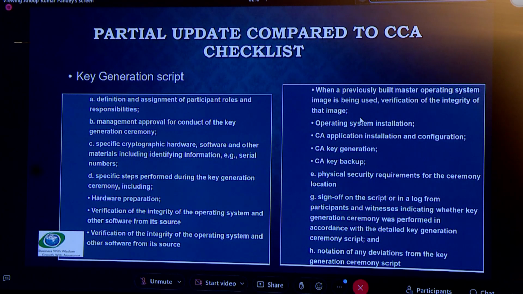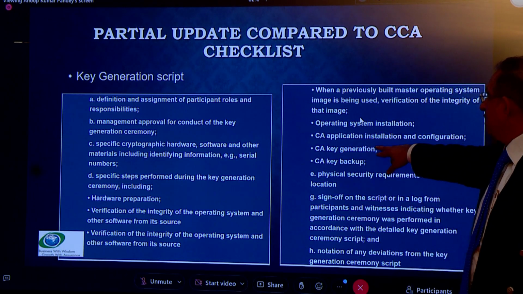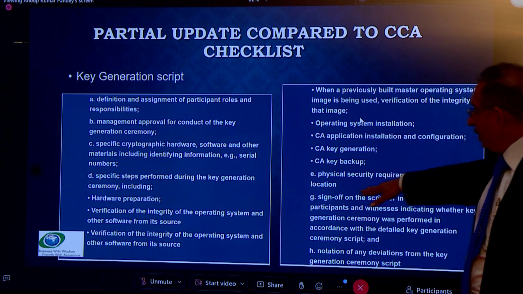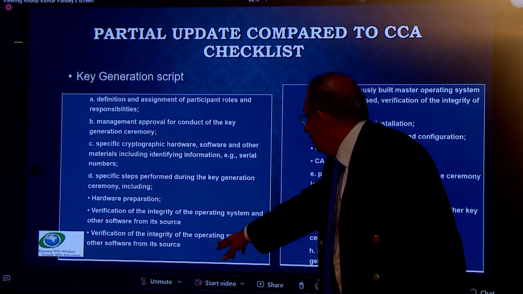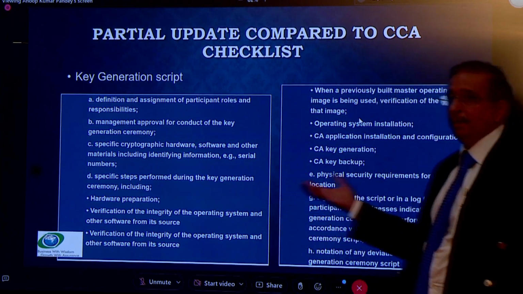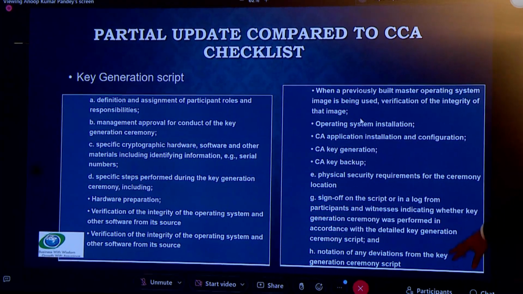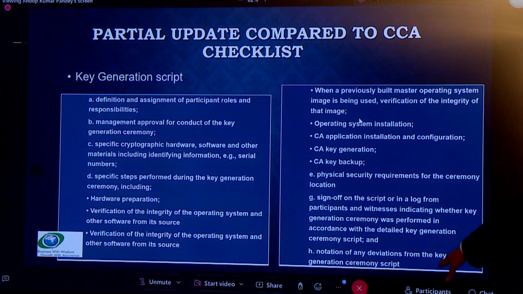So they talk about physical security requirements for the ceremony, operational system installation, checking whether the key generations are done and backed up, verification, and hardware preparation: what you are using as hardware. First, you check whether the systems are being checked or not. Sign off of the log. Any deviation you have taken, all those things have to come. Currently we do a video recording saying we have done a key ceremony, but all these details need to be checked in there. So that's a process we need to follow.